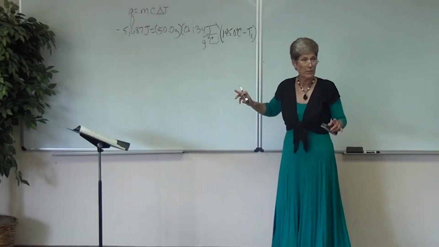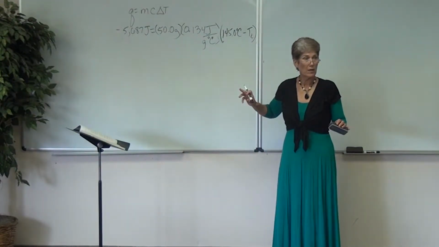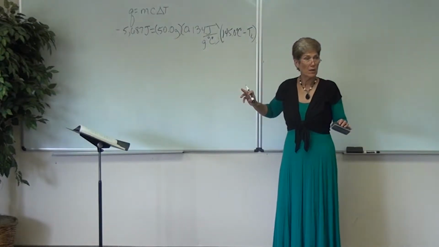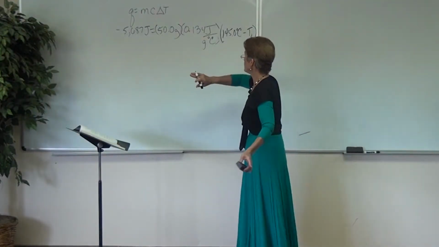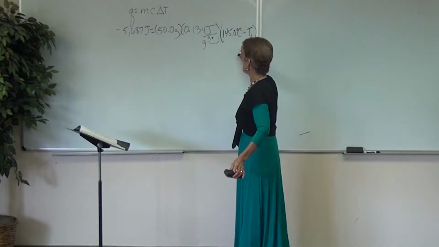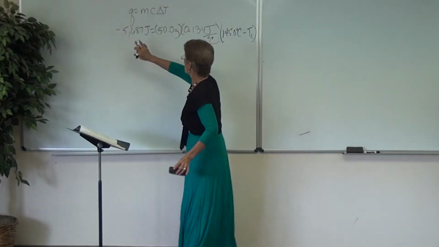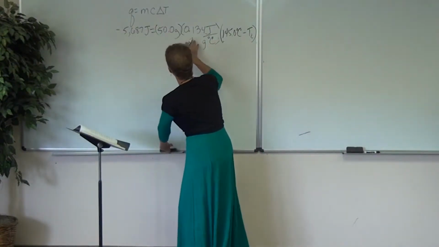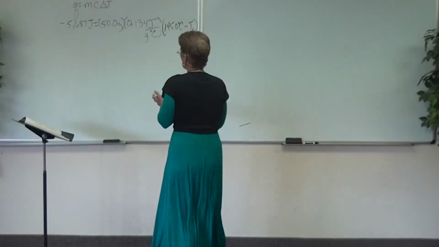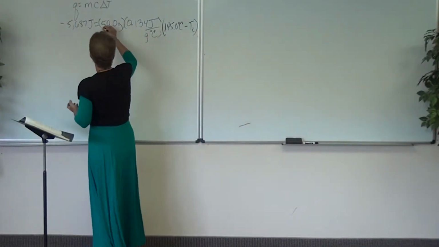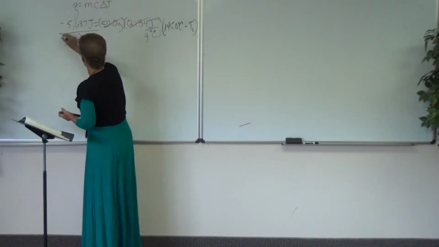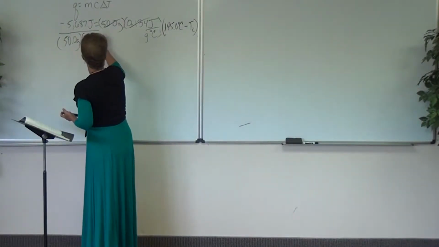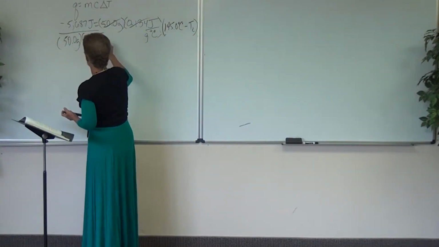Yes, ma'am. What if I did the whole solving for delta T and did the Q over MC, plugged it all in? Okay, well, let's do it, if you did all that and you still had a problem. So the first thing we're going to do is take this and divide by these two. So I'm going to divide by the 50 grams and by the 0.134 joules per gram degrees Celsius.